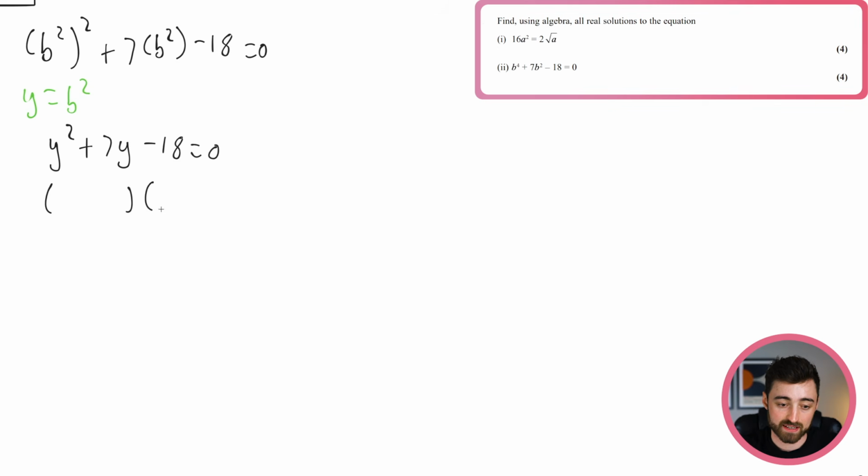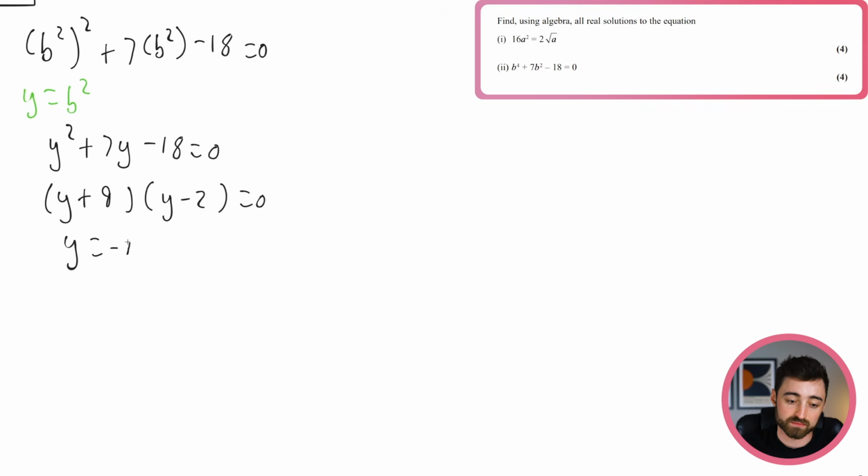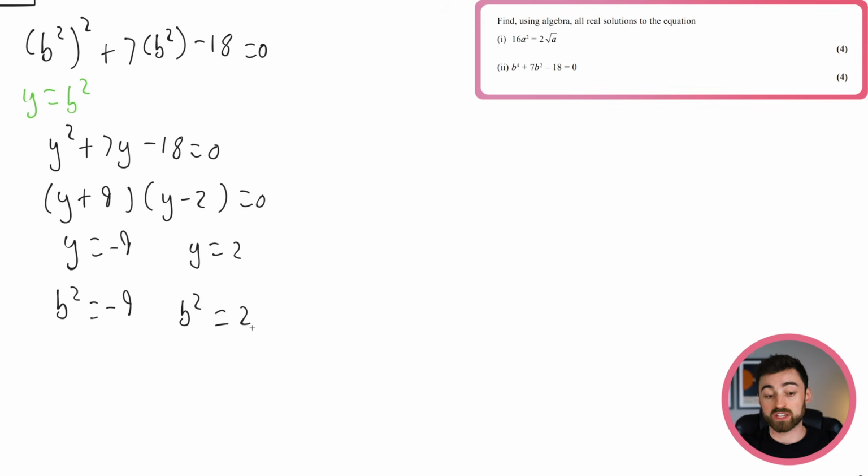I can factorize this, can't I? So if I was to do y plus 9 and y minus 2, I think that'll do the job, right? Because I get 9 minus 2, 7, 9 times minus 2 is minus 18. Okay, this would lead me to two solutions, wouldn't it? It would lead me to y equals minus 9 and y equals 2. Am I done? Well, no, I'm not, am I? Because this is an equation in b, and I've just given you y, which is just this thing I've made up. So I need to now get b back in there. So I would then get b squared equals minus 9, or b squared equals 2.